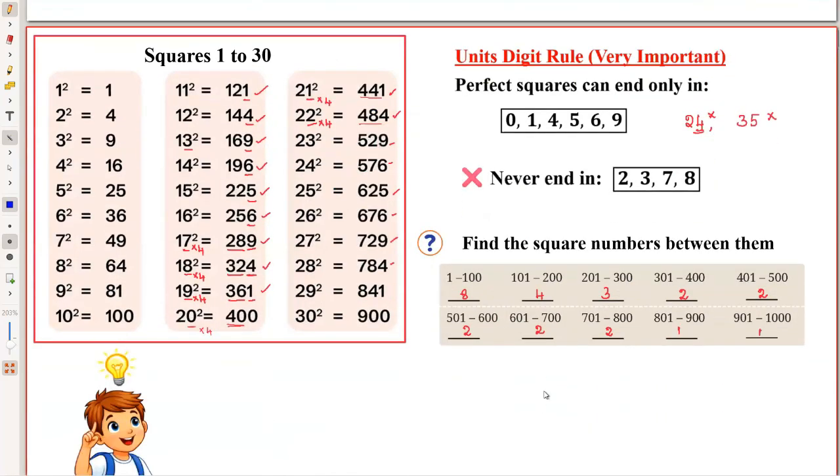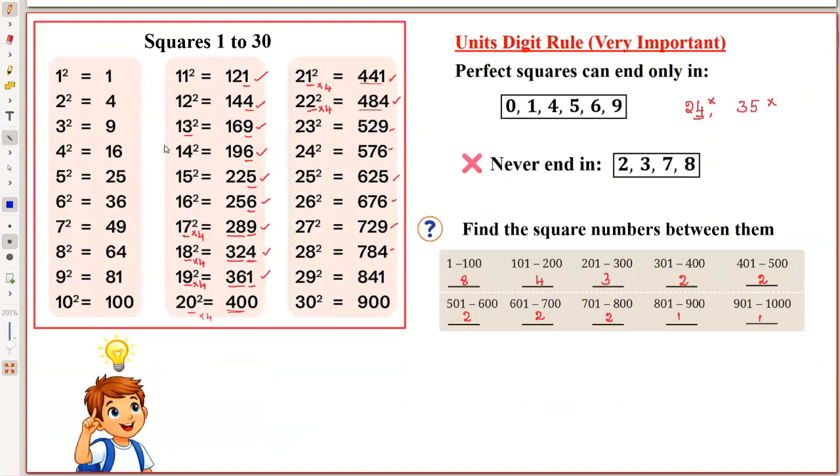Next, square numbers 1 to 30. At least we must know square numbers 1 to 20. 1 to 10 everyone knows. So 11 to 20, we can just learn: 11 square 121, 12 square 144, 13 square 169, 14 square 196, 15 square 225, 16 square 256. For 17, 18, 19 and so on, I said there is a shortcut.